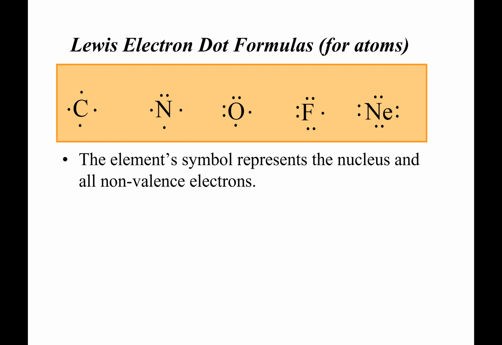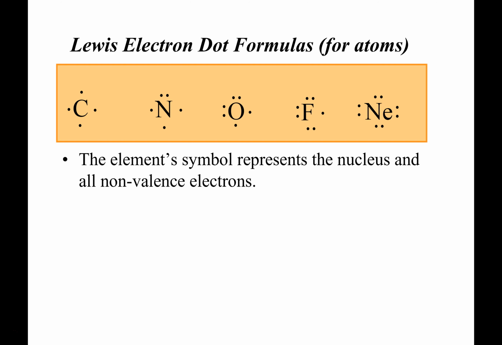So you probably recognize the C, N, O, F, and Ne. Of course, those represent elements. And what I'm showing you here is what I call Lewis electron dot formulas. Now we're going to talk about Lewis electron structures later, but these are just for individual atoms.